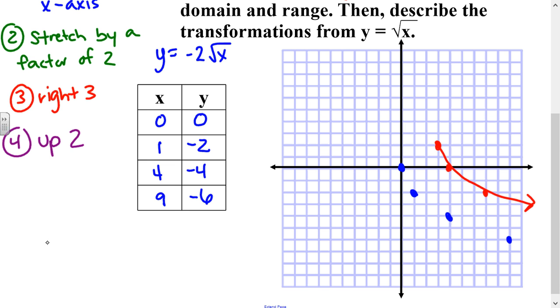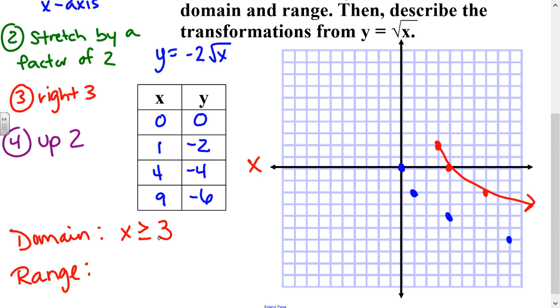So now I need to talk about domain and range. Now remember, domain is associated with the x value and range is associated with the y value. So for the domain, if I look, where does my graph start when I'm going along the x-axis? If I go along, I don't have any negative numbers and I don't have 0, and it starts at 3. And it can be equal to 3 because I have that point on there. So my domain is going to be x is greater than or equal to 3.